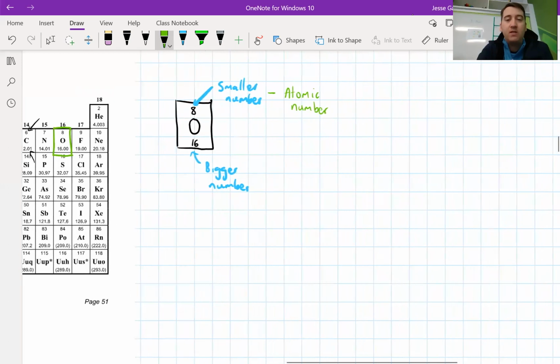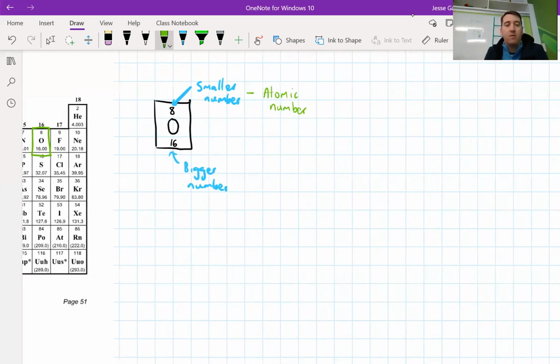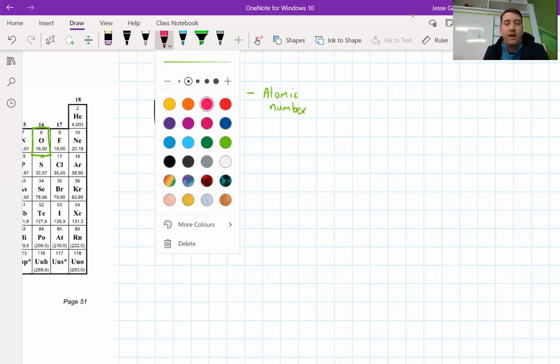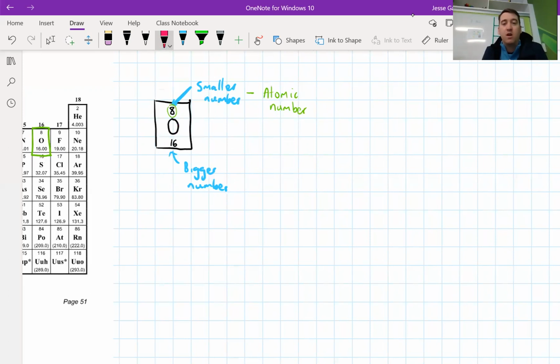We can get a few pieces of information from this atomic number. What the atomic number tells us is the number of protons that an element has in its nucleus. Now, if this says 8 here, well, then that means that there are 8 positively charged protons in the nucleus of every oxygen atom. So there they are, 1, 2, 3, 4, 1, 2, 3, 4. So there will be 8 protons in an atom of oxygen.